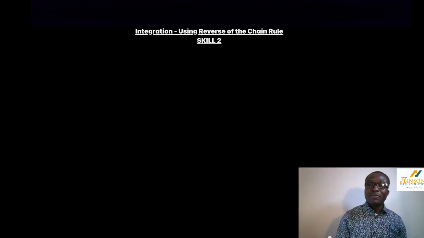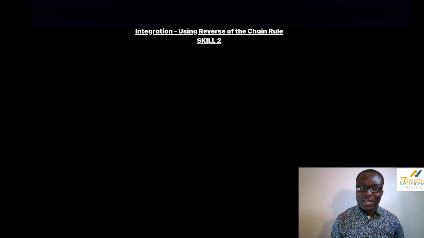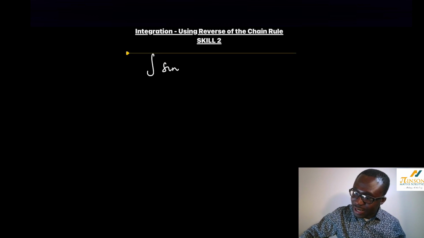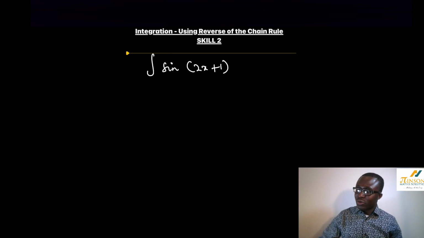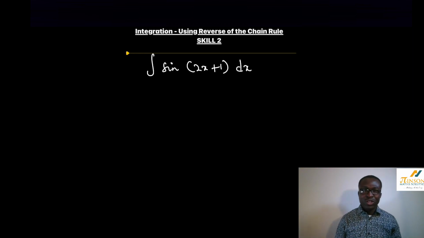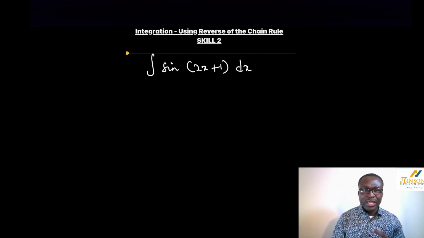The first question I would like us to look at is integrating sine of 2x add 1 with respect to x. Now in integrating this, how do we use the reverse of the chain rule? The reverse of the chain rule says, what do you know to be when we differentiate? So what do you think will be differentiated to give me sine? That's what we're thinking about.